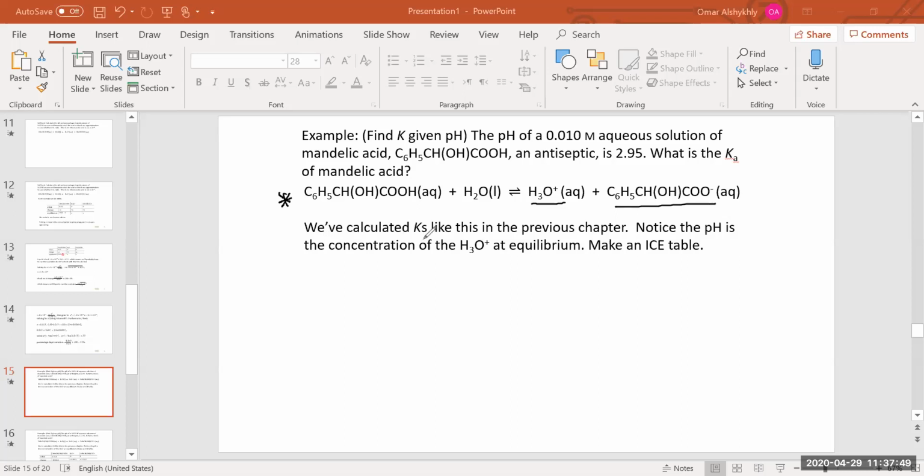We've calculated the Ks like this in the previous chapter, when we talked about the K equilibrium. So we will use the ICE table. What do we have? Initial 0.01 molar, 0, 0, minus x, plus x, plus x. Equilibrium will be 0.01 minus x, x, x.